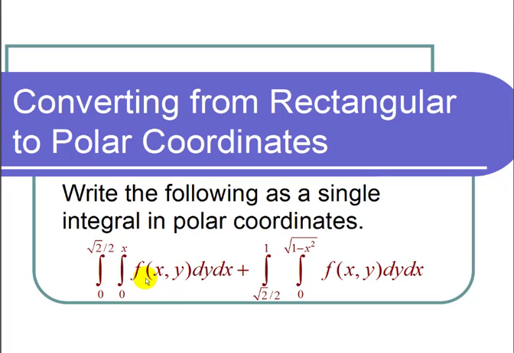The first is a double integral where x goes from 0 to root 2 over 2 and y goes from 0 to x of f of xy dy dx. And the second is a double integral with x going from root 2 over 2 to 1 and y going from 0 to the square root of 1 minus x squared of f of xy dy dx.